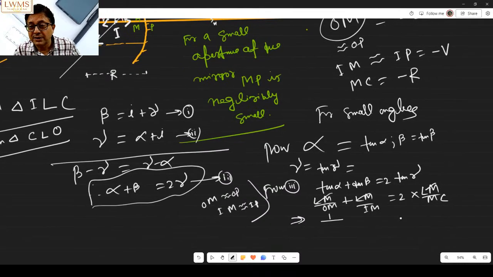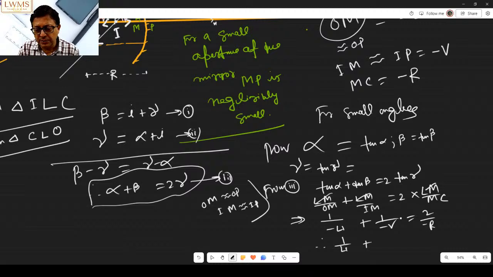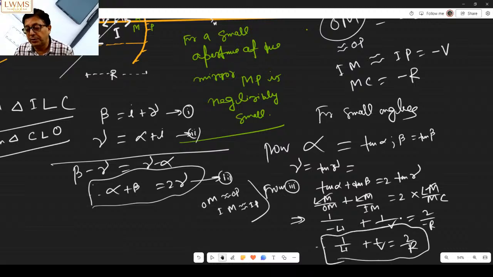See, just put it here: 1 by u plus 1 by v equal to 2 by R. This is the relation between object distance, image distance and radius of curvature. Clear? So the equation is established.